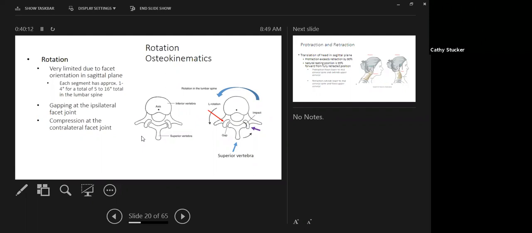Very limited. So with rotation to the left, you have a gapping on the ipsilateral facet joint and an approximation or compression on the contralateral facet joint. So if I rotate left, my superior vertebra is going to slide to the right and jam up against that facet joint on the other side.